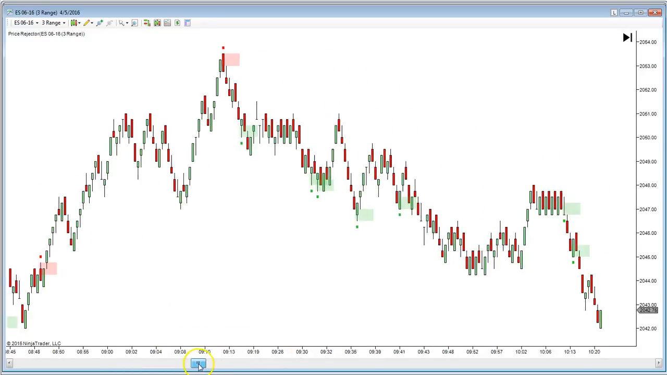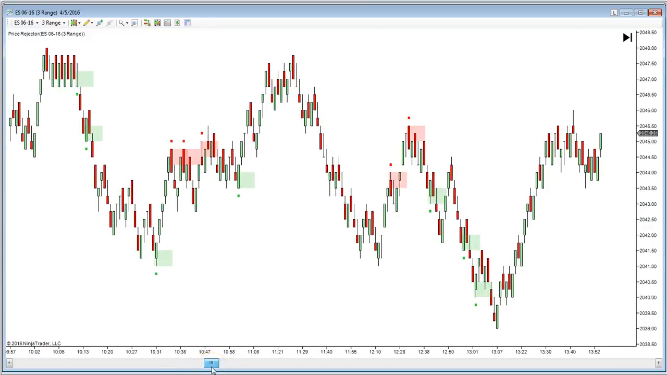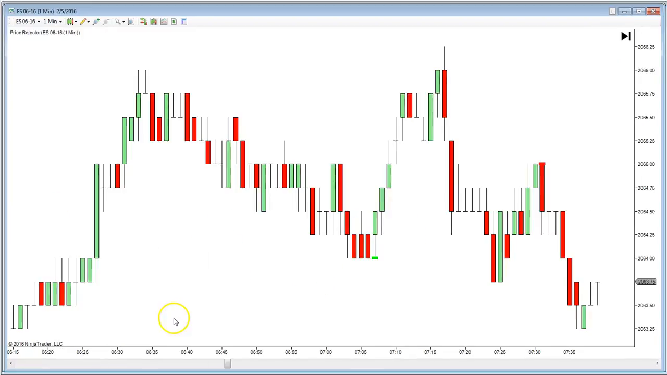Maybe if you're into automation, you might want to look at a 3-range chart. Honestly, I never thought of it until one of my users was asking about it. So that's how a 3-range chart looks. The last chart I'm going to go through is just a 1-minute chart. Just real quick, I'm trying to show a bunch of charts in this presentation.